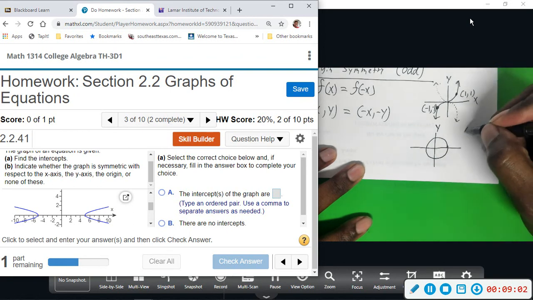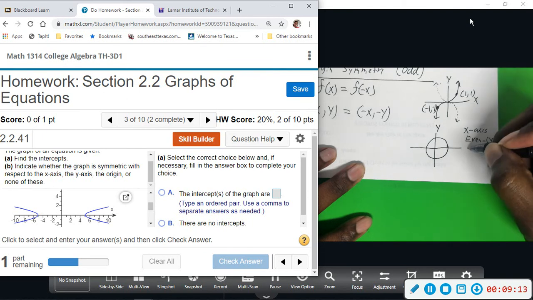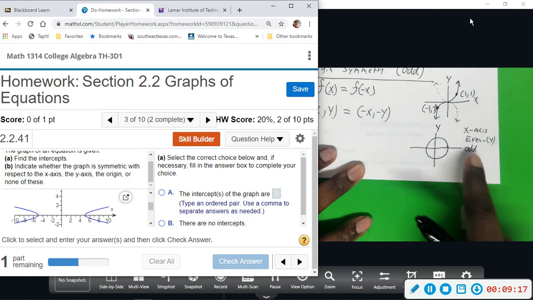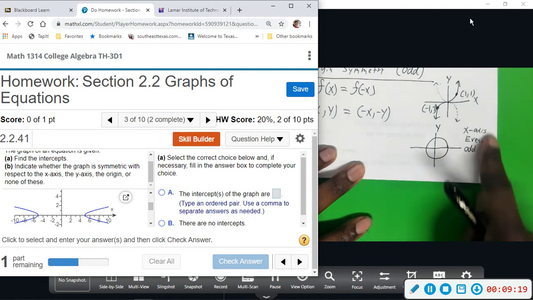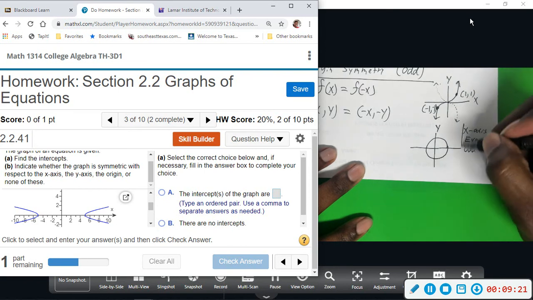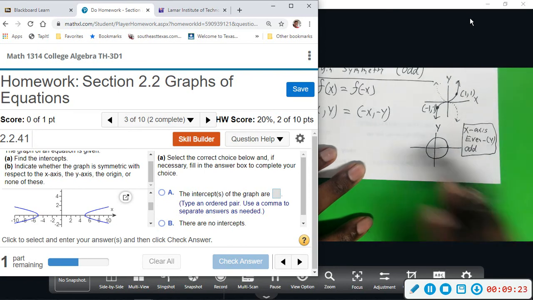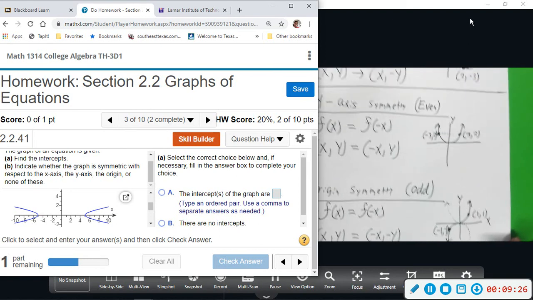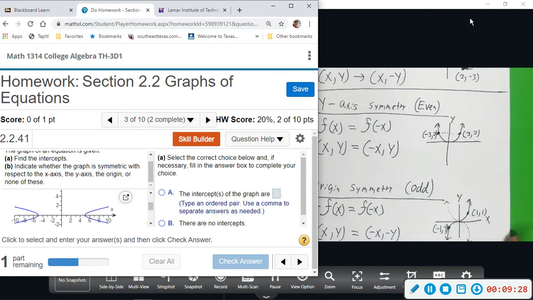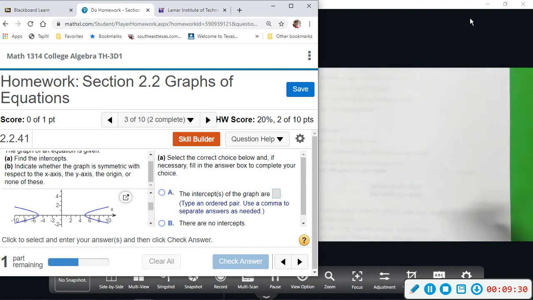So this graph would have all 3 symmetries. It would be x-axis, it would be called even, or y-axis. It could also be called odd, or origin. So this graph of a circle would have all 3 symmetries. That's just one example that has all 3. Okay, now that we have the notes and an idea of what's going on, we can answer this question.